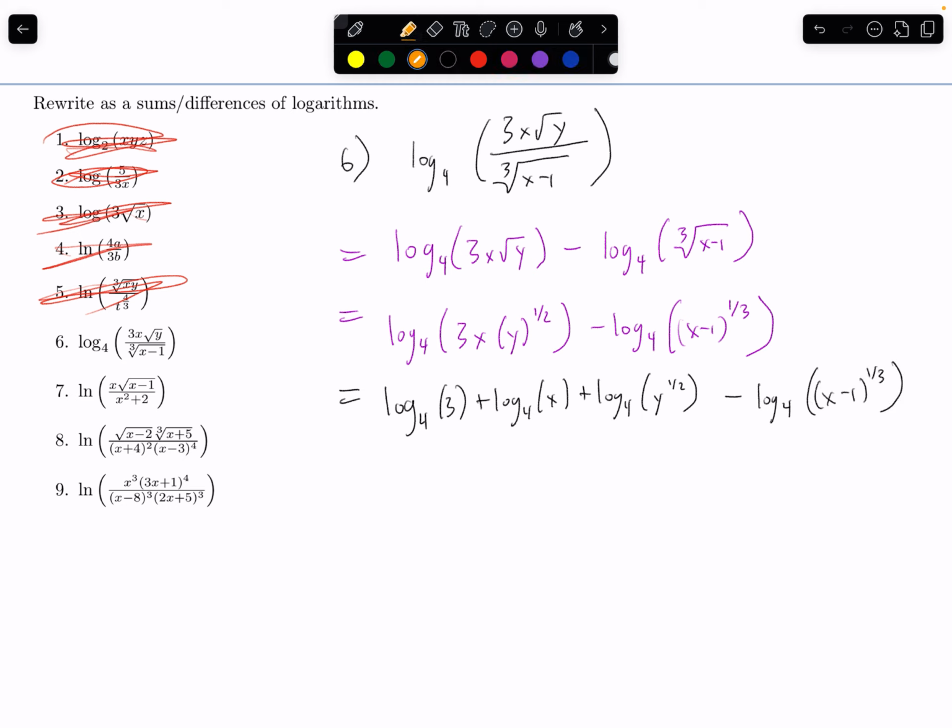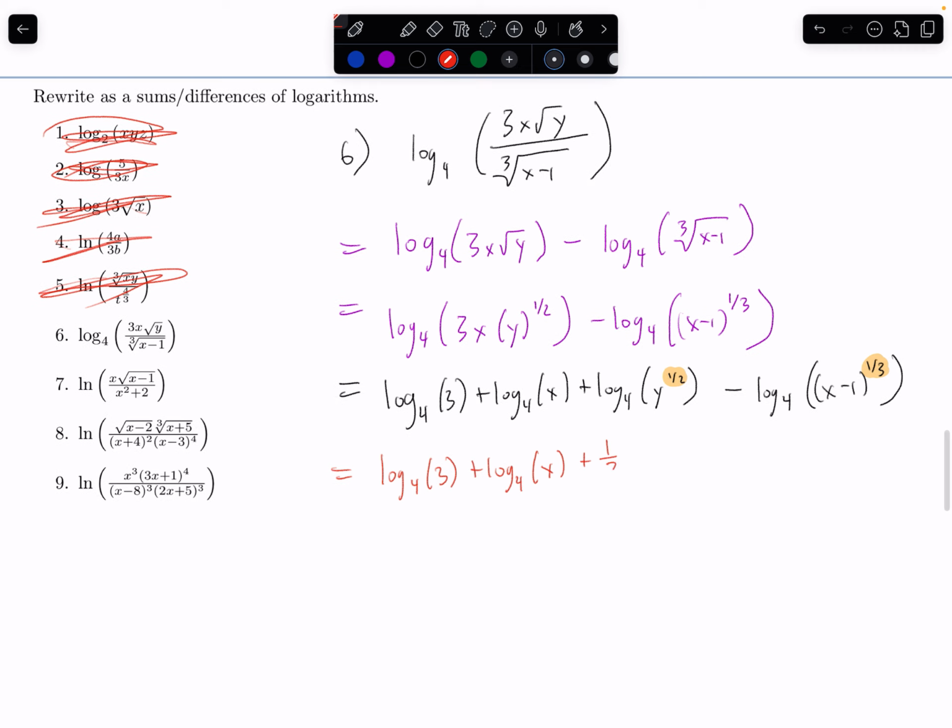Okay, now I'm going to address the exponents here. There's one there and there's one there. So that's log base 4 of 3 plus log base 4 of x plus log base... bring the exponent. Exponent comes to the front. So it's 1/2 log base 4 of y minus 1/3 log base 4 of x minus 1.